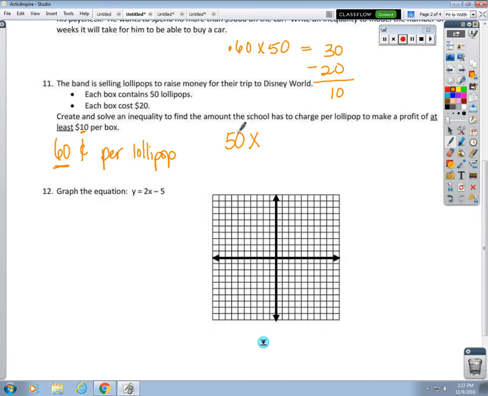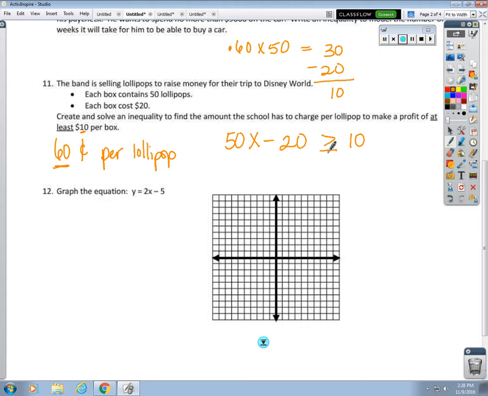But what we do know is that we had to buy all of them to begin with at a cost of $20 per box. How do you represent that? Mine is minus 20. Because don't you have to take away $20 from your sales, because that's what you paid to get them? Okay, now we want to make a profit of at least 10. So, what inequality symbol represents at least? Greater than or equal to. Because if I say I want at least 10, I want 10 or more, right? So, greater than 10 or equal to 10.